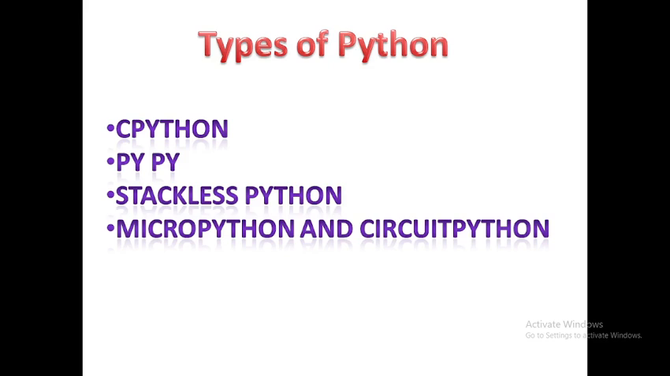Second, PyPy. It is the fastest running Python 2.7 and 3.5's interpreter. It includes just-in-time compiler. By this, speed of code is very fast as compared to C Python.